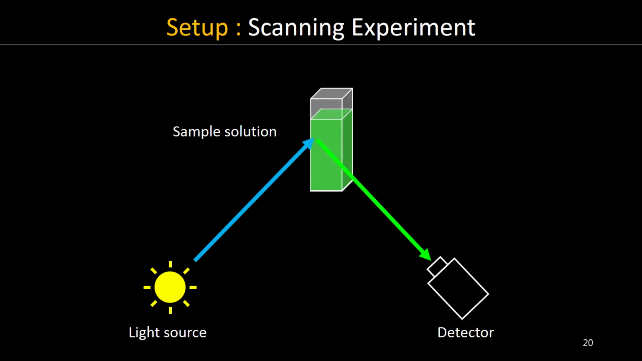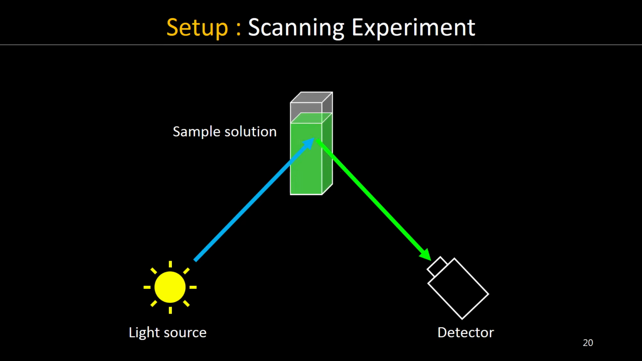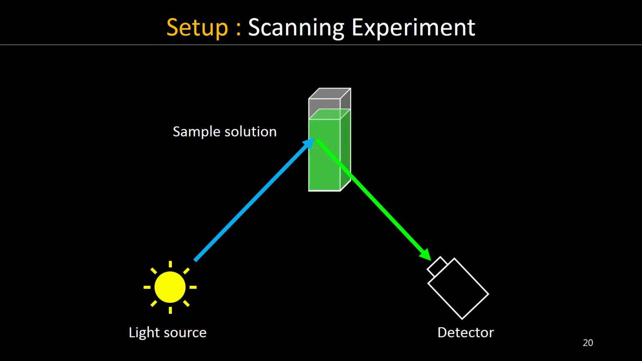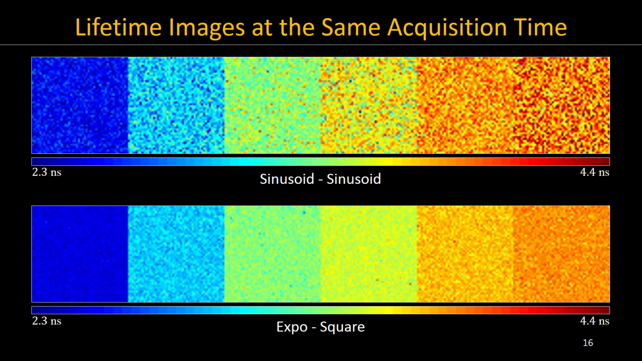Since our hardware prototype is single-pixel based, a fluorescence lifetime image was created by moving the sample on translation stages. We made 6 solutions with different lifetimes by mixing 2 solutions in different proportions. This figure shows the fluorescence lifetime images of the 6 solutions obtained by the conventional coding scheme sinusoid-sinusoid and our coding scheme expo-square at a fixed acquisition time.